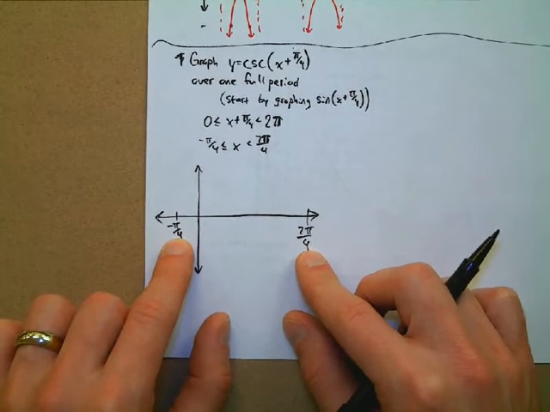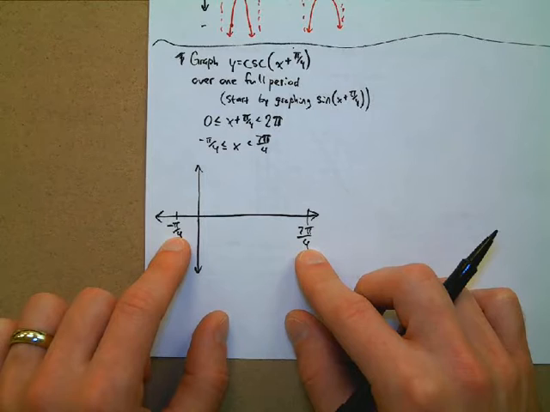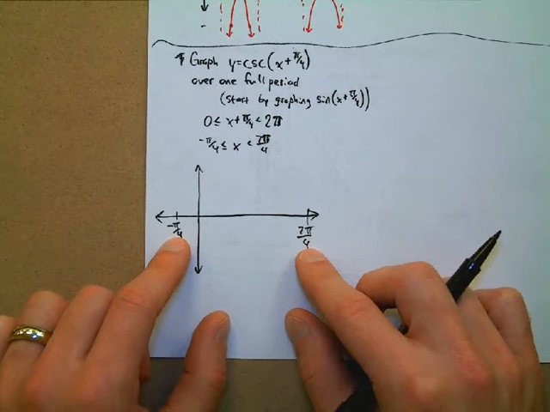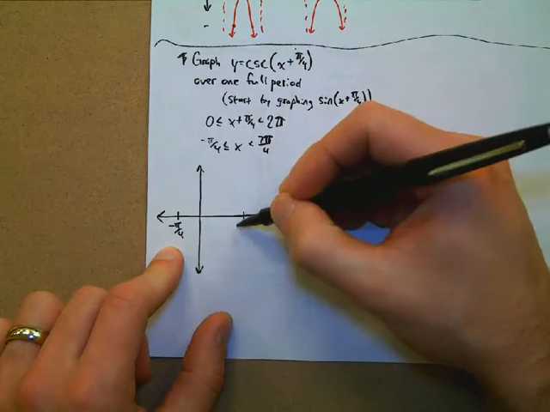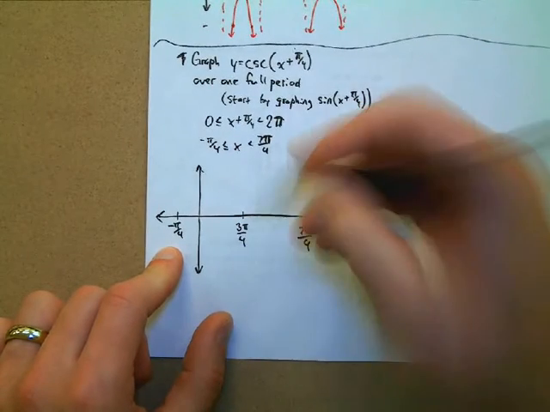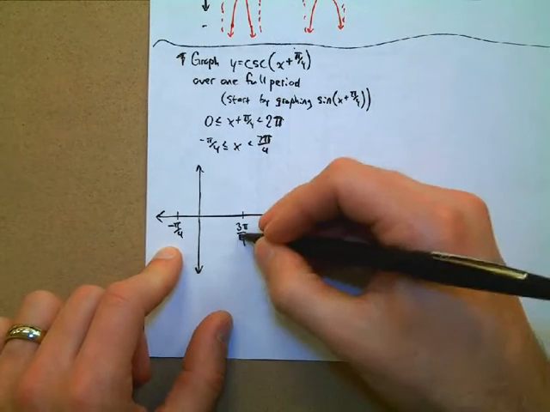Okay, 3 pi over 4. That's the halfway point. And then the quarter points are halfway between the halfway point and the ends, right? So add those together. Negative pi over 4 plus 3 pi over 4 is 2 pi over 4, which is really pi over 2. Half of that is pi over 4.